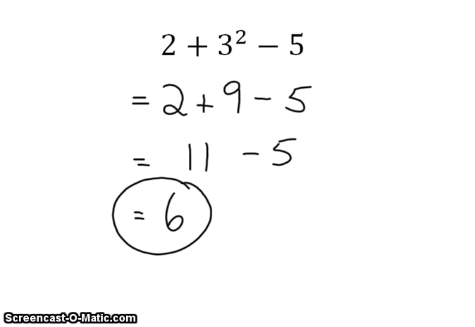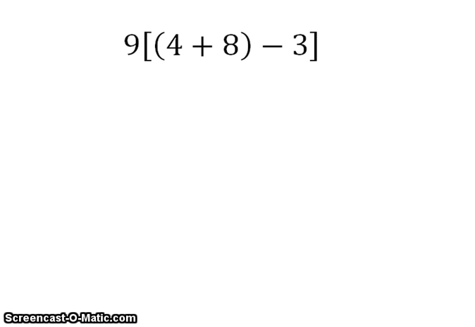Okay, good. We're doing great here. Let's look at a couple more. Okay, now in these we're going to have multiple groupings or we'll have fractions. So these are a little bit more advanced. Nothing you can't handle though. Notice I have a square bracket next to that 9. Now that means 9 times whatever is inside that square bracket, but that needs to be simplified. And I have a 4 plus 8 in parentheses, and then a minus 3 off by itself.